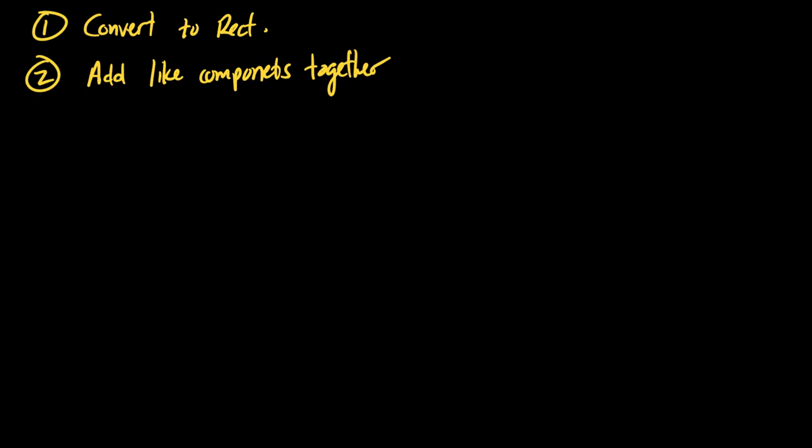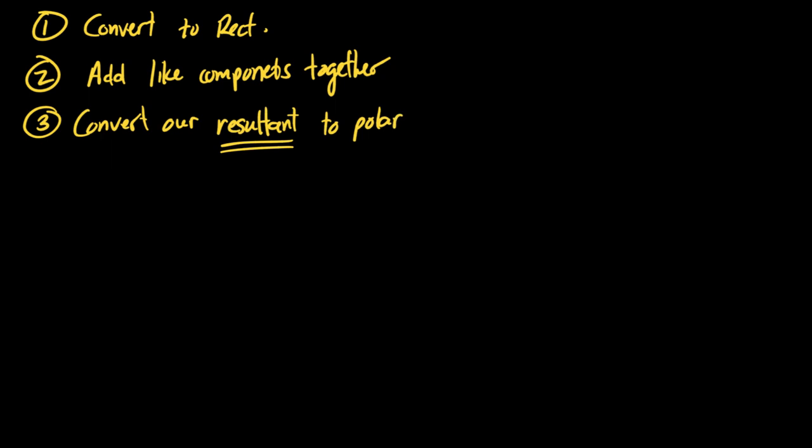That's the second thing we have to do. The last thing we have to do is convert our answer back to polar. Use the word resultant, because the result of adding vectors together is called the resultant. These are the three steps.